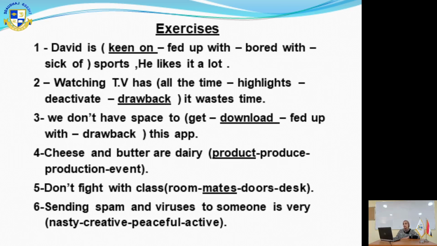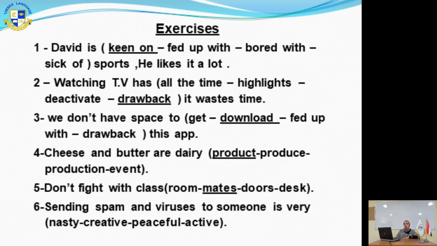Number 2, watching TV has all the time or highlights or deactivate or drawback. It wastes time. So when you have this sentence, it wastes time, you have to know that it has a drawback, which means disadvantage. Number 3, we don't have space to get or download or fed up with or drawback this app. So you have to choose download.